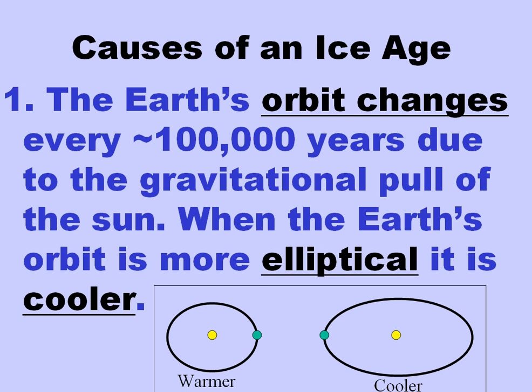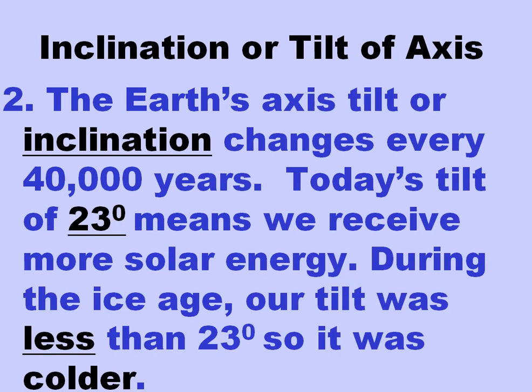One, the Earth's orbit changes. About every 100,000 years or so, the gravitational pull of the sun actually pulls the Earth's orbit so that it's slightly more elliptical. And as a result, there are certain times of the year that it's going to be a little bit further away from the sun. And it's going to be far enough away from the sun that it's going to change the climate and make it slightly cooler. Now, we also have the inclination, or the tilt of the axis.